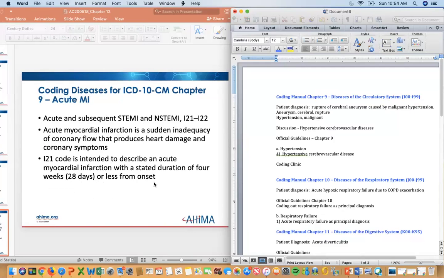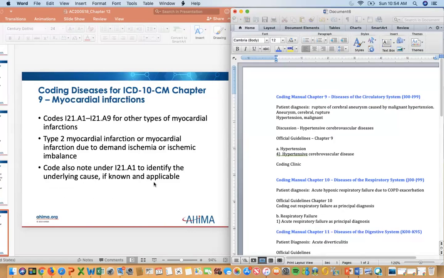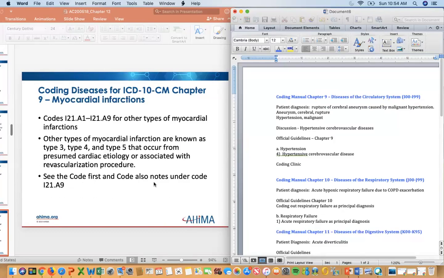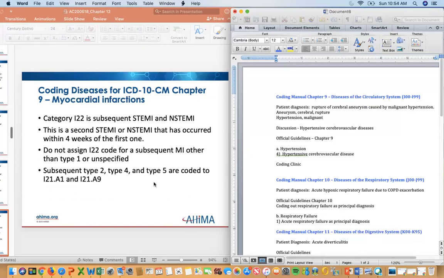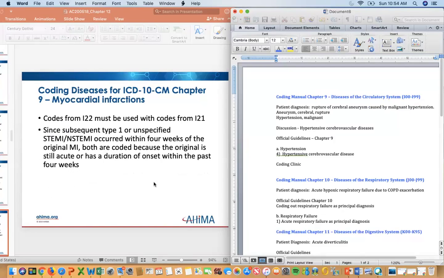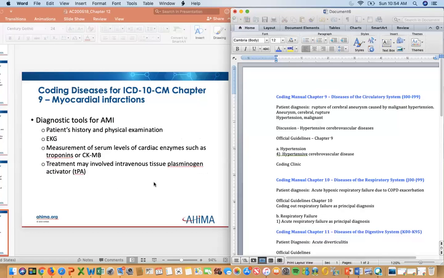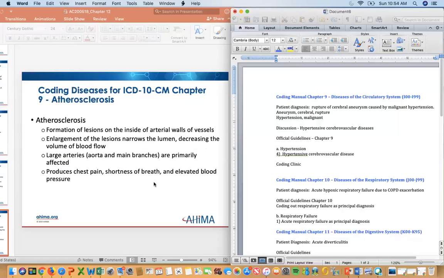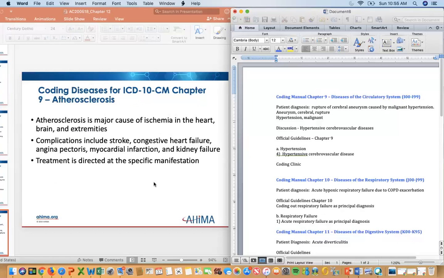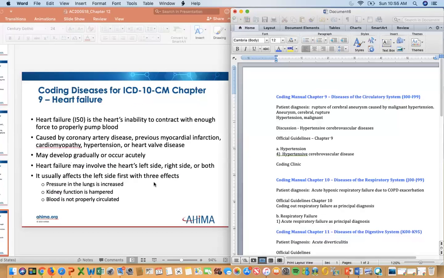So I'm not breezing through these, but it is something to familiarize yourself with, and I think until we actually code some of them out, the guidelines, maybe you're just reading them. So what I really want you to do is to focus on a diagnosis from these chapters, and then work through them, and then you'll understand how the guidelines apply, and you will not miss anything. So atherosclerosis, formation of lesions inside arterial walls, enlargement to large arteries produce that chest pain again. Chest pain would be an integral part of the disease, so you're not going to be coding out chest pain if they have one of those diagnoses then.